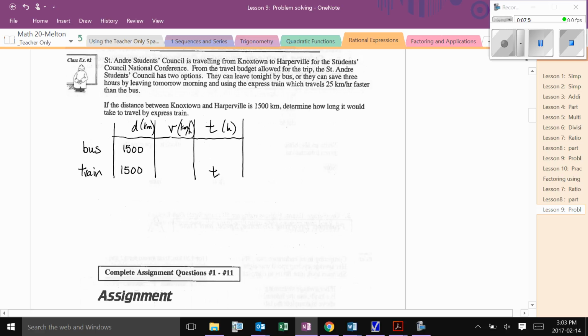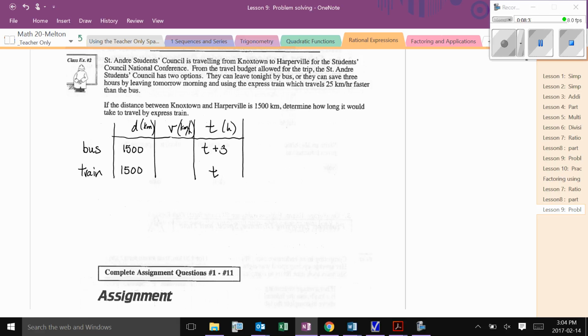And then the bus, if we take a look at the time, they would save 3 hours by using the train. The thing to remember when it comes to speed is if the bus is slower, that quantity of time is more time than the train. The train's time is faster, so it is less time. Quantitatively, that's a smaller number. So the bus's time is going to be T plus 3, because if the train took, let's say, 6 hours, then the bus would take 9 hours. If the train took 7 hours, the bus would take 10 hours, because the bus is going to be slower, so it's going to take more time.